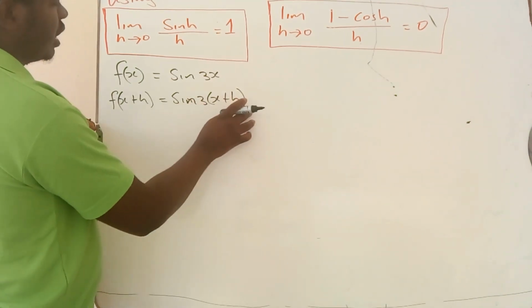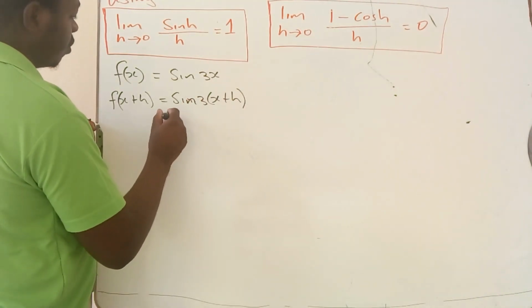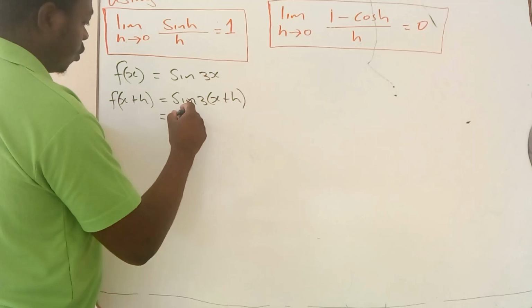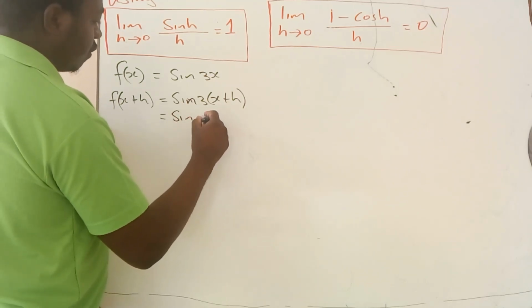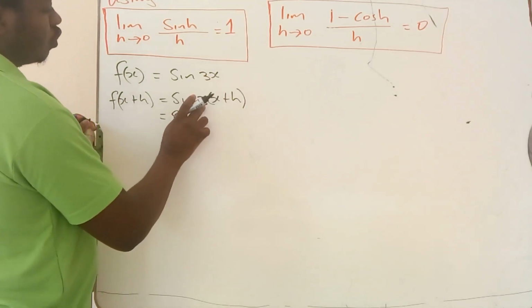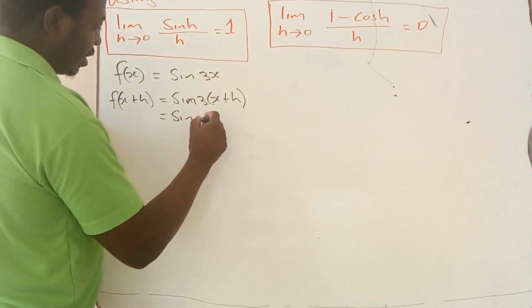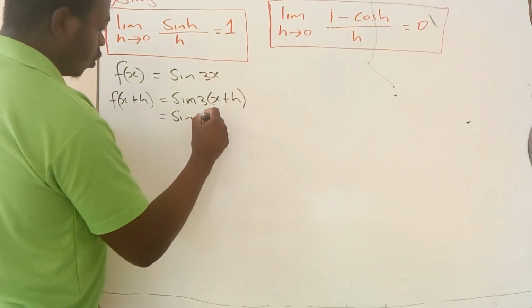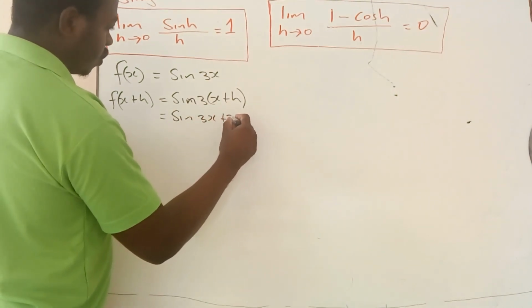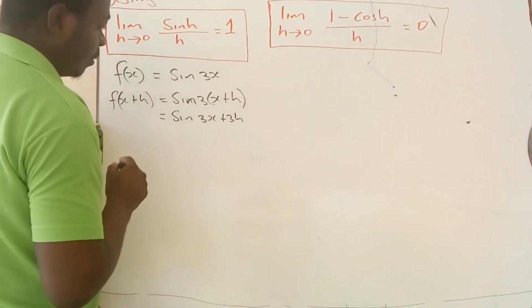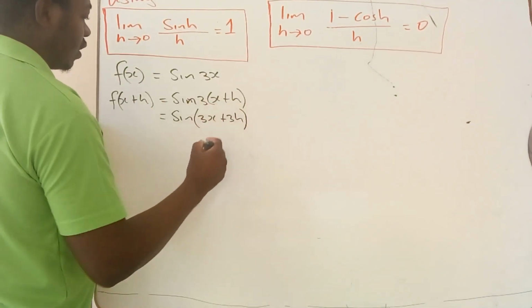Now you can expand this out. If you expand this out, this is now sine of, distribute this 3 to each term inside the bracket, that is now 3x plus 3h. Clear there? We can put this in a bracket.